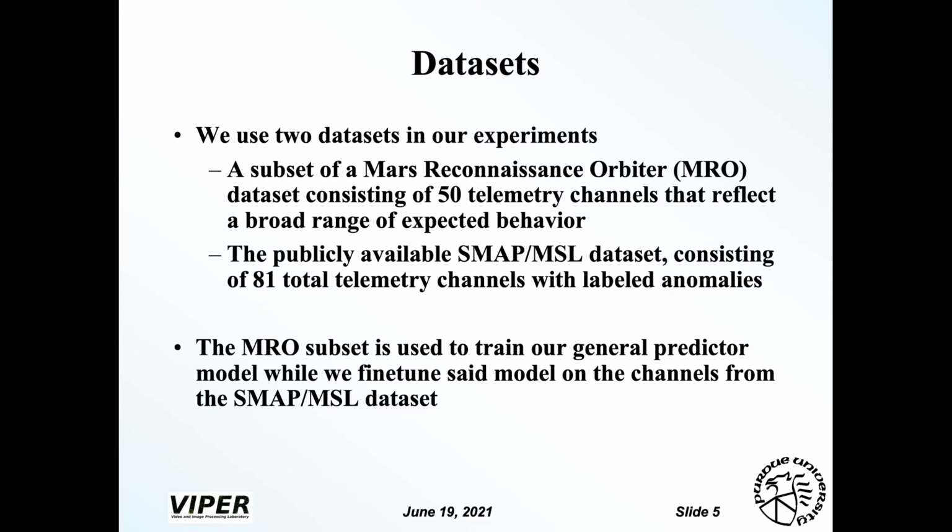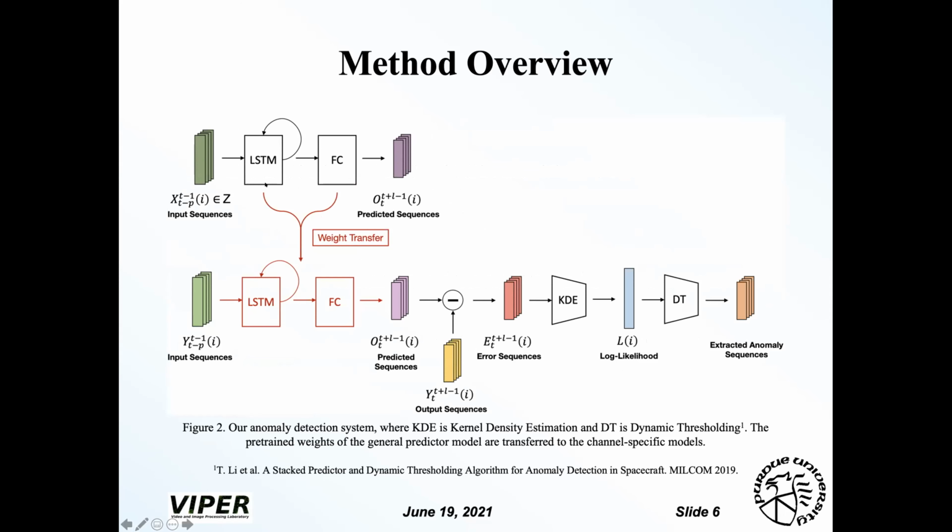So here's a quick overall diagram of our approach. The upper part shows the training on the MRO data. So we get the MRO-net model from here, and then we fine tune on the SMAP MSL data. We use two strategies, one where we fine tune just the fully connected layers, which we call MRO-net FC, and the other where we fine tune everything, which we call MRO-net FT. After fine tuning, we obtain the prediction errors. We model the errors using kernel density estimation, and then use a dynamic thresholding algorithm from this paper here to identify the anomalous sequences.